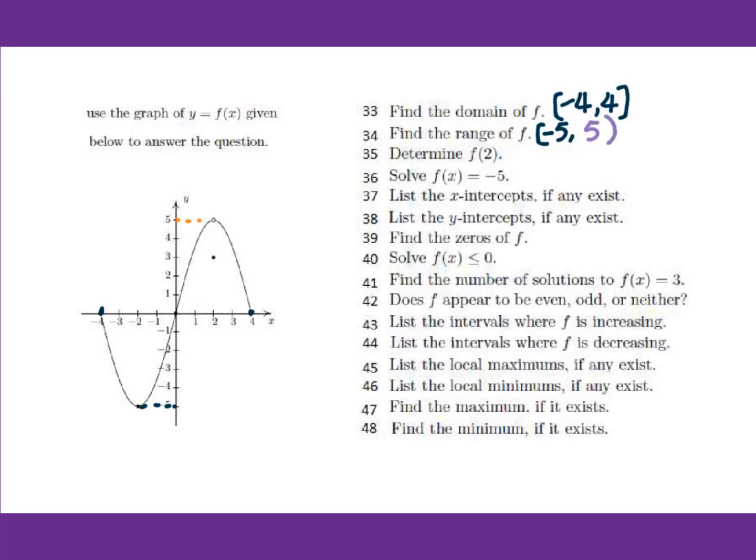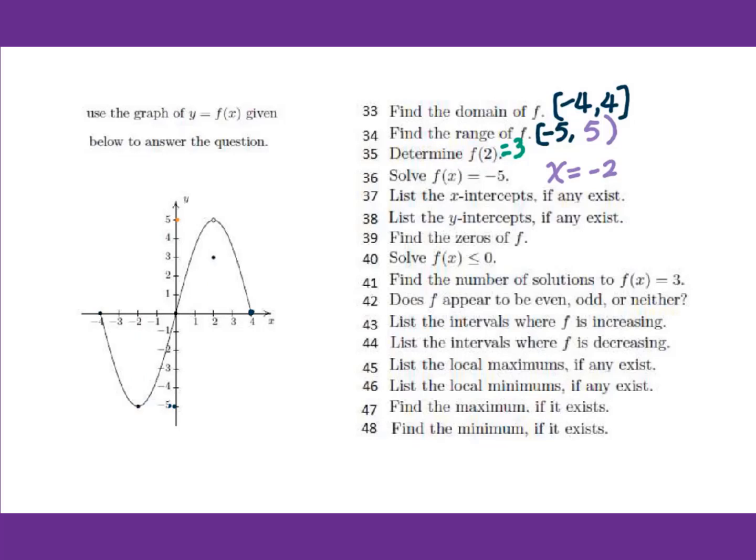Determine f of 2, so find the 2. Then we draw a vertical line. This is a closed dot. That means it equals 3. For f of x equals -5, we need to find the -5 on the y-axis. Then you draw a horizontal line. It's this point. So you get x equals -2.